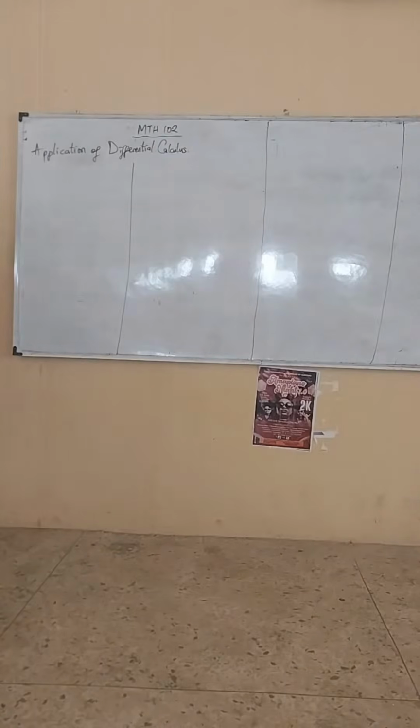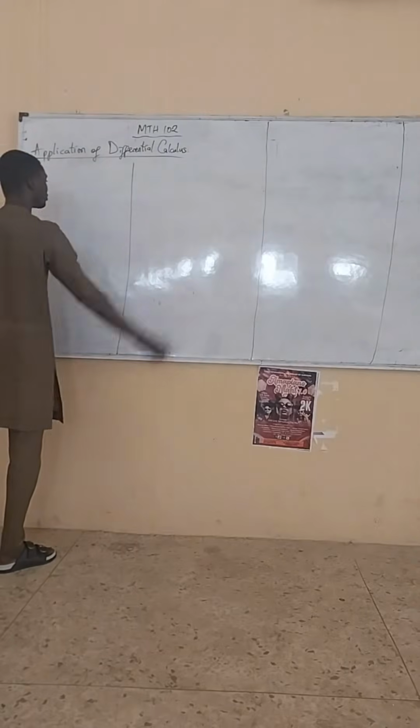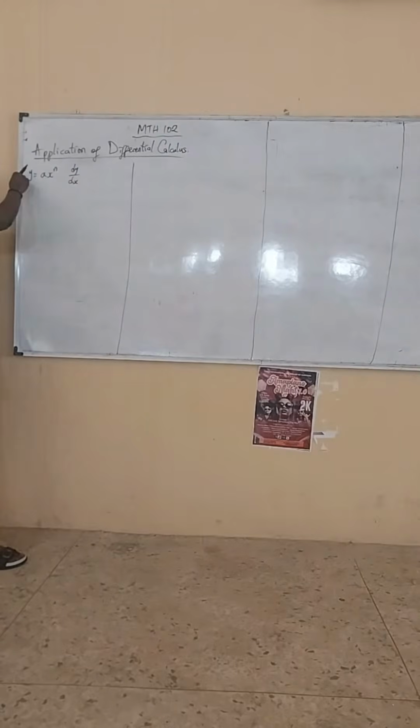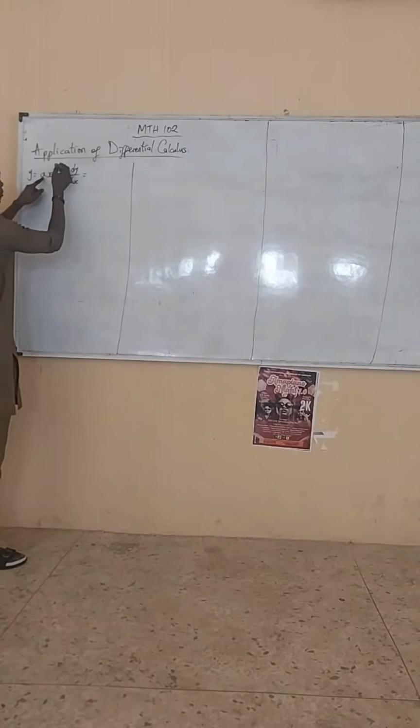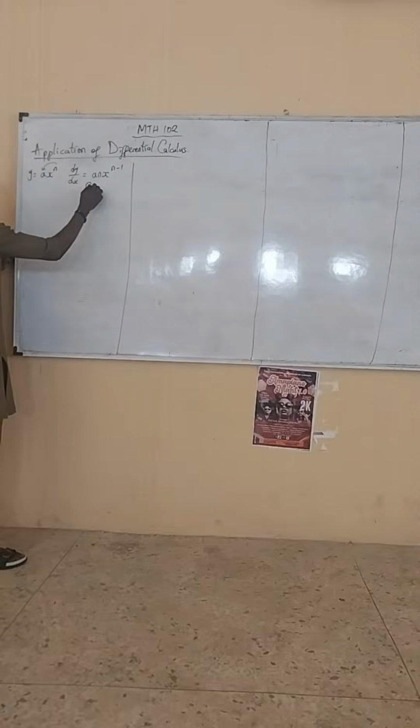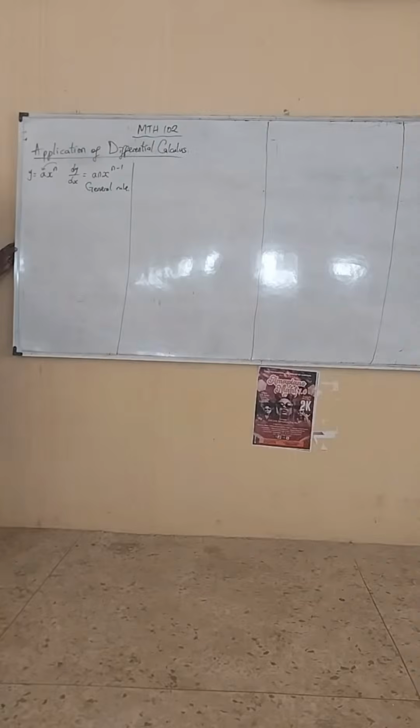As you know, normal derivative, before I go into the application, if you have the function y equals ax to the power n, where a is the coefficient and n is the power, the derivative of y with respect to x means you multiply the power with the coefficient, then minus 1 from the power. This one is known as the general rule of differentiation.